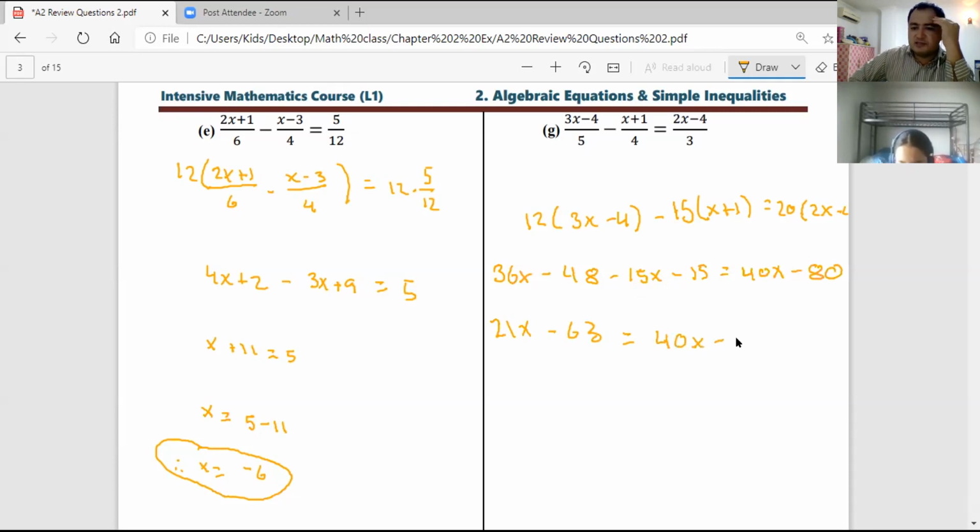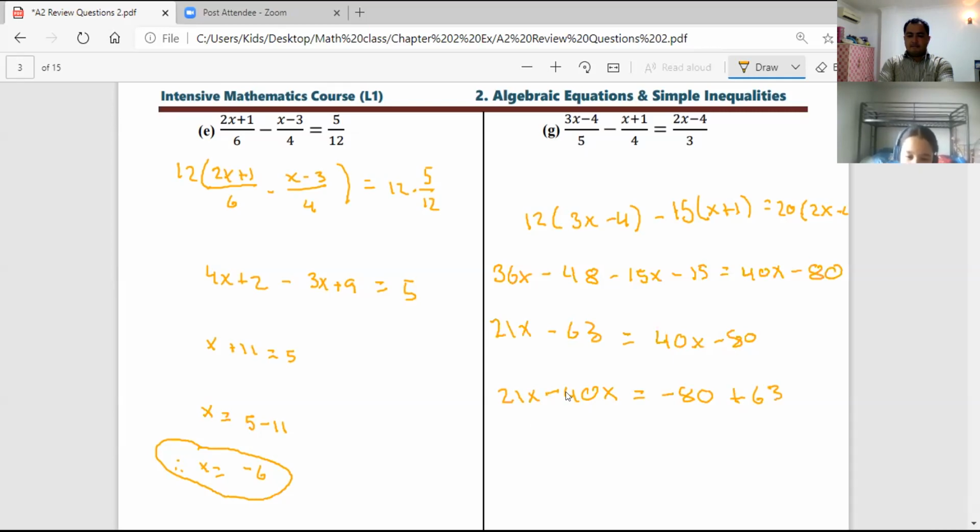As you see here, now this expression is much, much simpler, right? So now, okay, very good. 21x equals negative 80 plus 63. That's going to be 40x minus 21x.